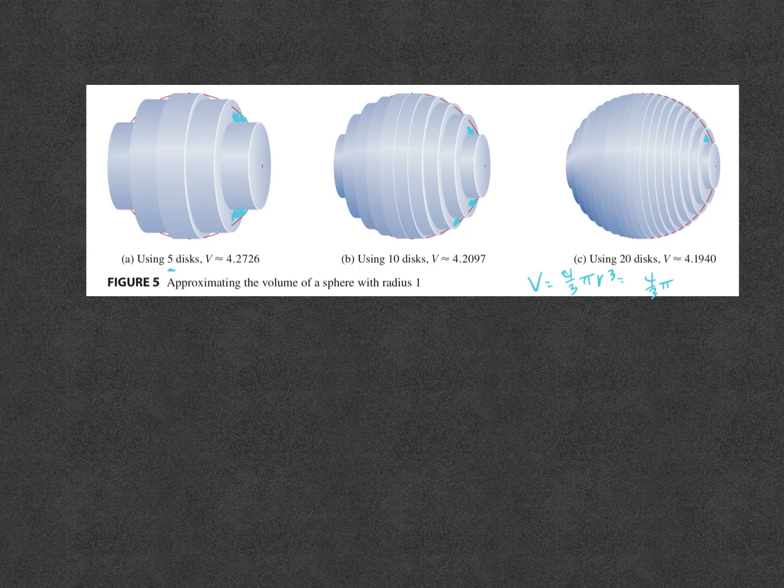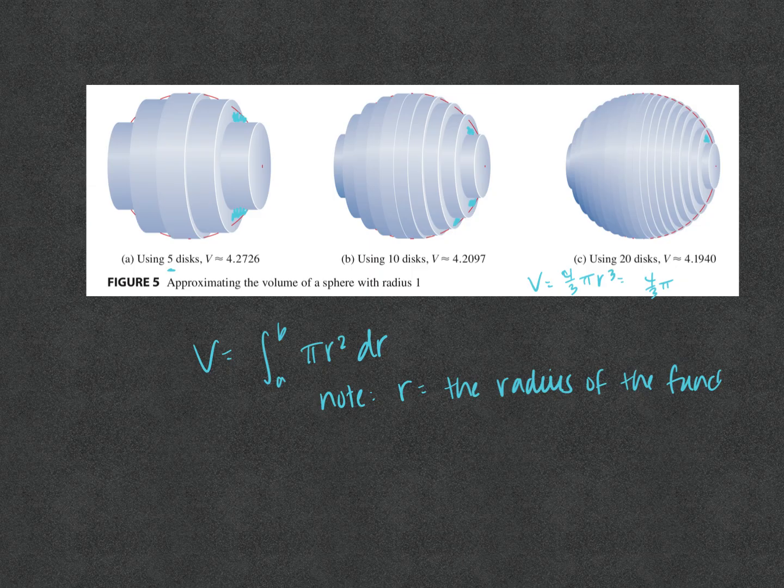Now, what we're going to find from here is we called volume the integral of the area. So the disk method is going to say that volume is equal to the integral from a to b of pi r squared dr, whatever r is. And we're going to make a note here that r, our radius, equals the radius of the function. And we're going to add to that note that r is perpendicular to the axis we're rotating around. We can call it the axis of rotation.